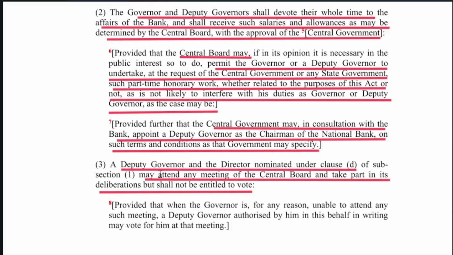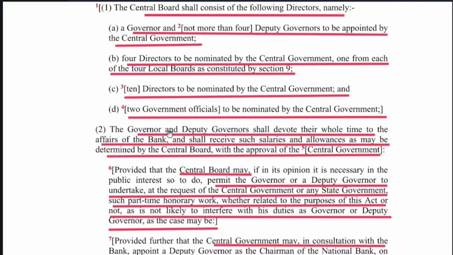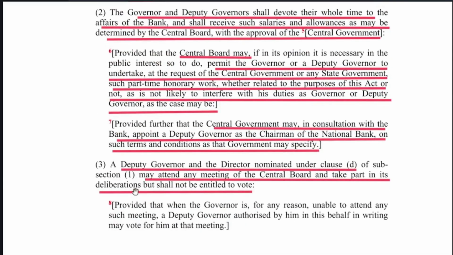Subsection 3 says that a deputy governor and a director nominated under clause D of subsection 1 may attend any meeting of the central board and take part in its deliberation, but shall not be entitled to vote. Meaning thereby, who would be having voting rights and who would not be having voting rights is provided. This information is provided in subsection 3. Now, what is clause D? Clause D is the two government officials nominated by the central government. So, the two government officials nominated by the central government and the deputy governor are allowed to attend the meetings of the central board.